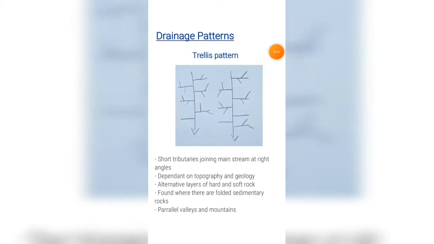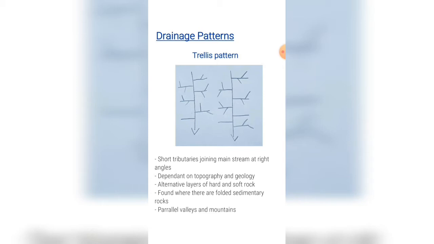The next pattern is the Trellis Pattern. It is characterized by short tributaries joining the main stream at right angles. It is dependent on the topography and geology of the surrounding areas. It forms on alternating layers of hard and soft rocks.